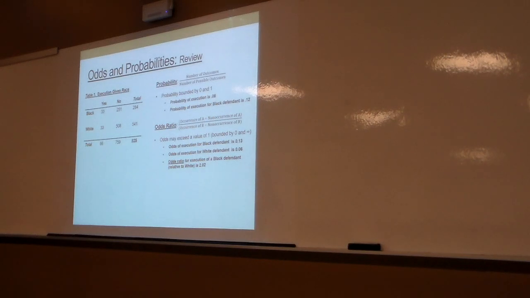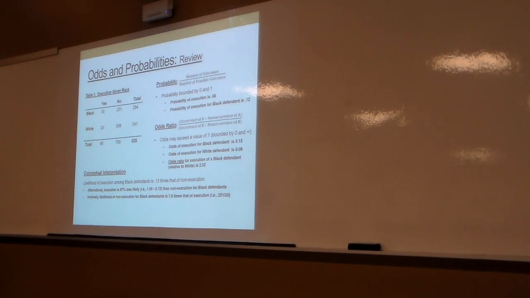So Haley, how did we calculate that odds ratio? You divided 0.13 by 0.06. Exactly, right? So we've got the odds of execution for a black defendant over the odds of execution for a white defendant gives us an odds ratio. Now the odds ratio, people get tripped up on this, and it's kind of a difficult thing to wrap your head around.